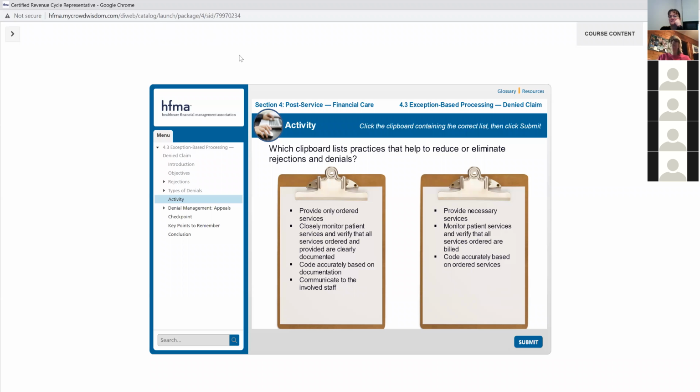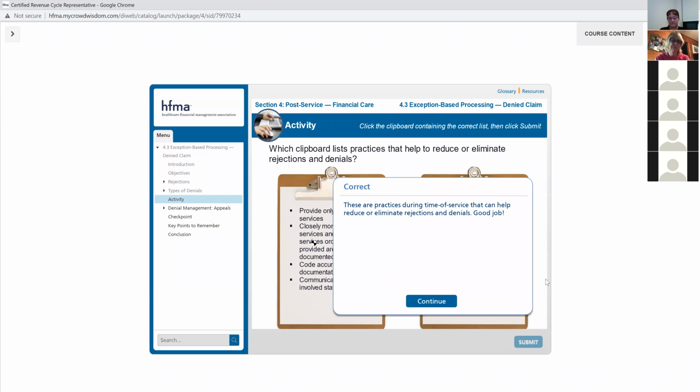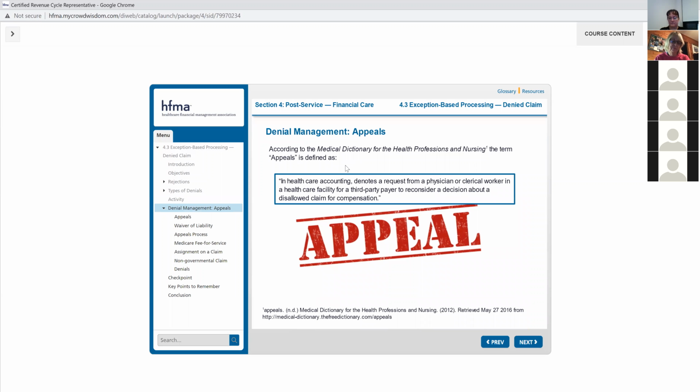All right, so we'll go into denial management appeals. Just make a mark. This is a definition, and back to Kirsty's point, sometimes they just throw in definitions and ask what an appeal is. So just make a little note of this so you have it on hand. In healthcare accounting, an appeal denotes a request from a physician or clerical worker in a healthcare facility or third-party payer to reconsider a decision about a disallowed claim for compensation. So just highlight that.